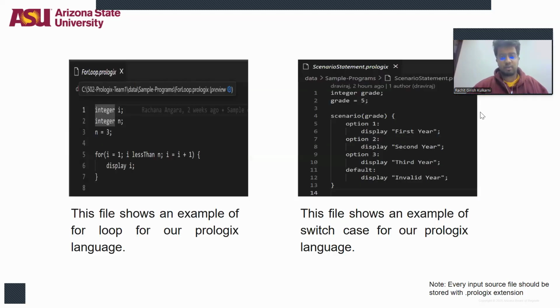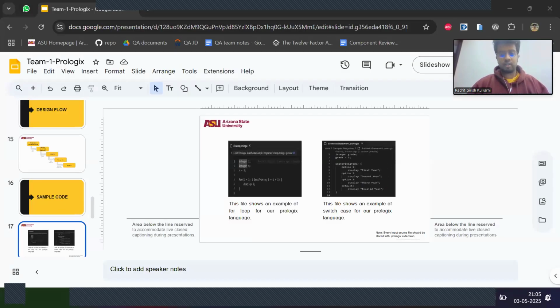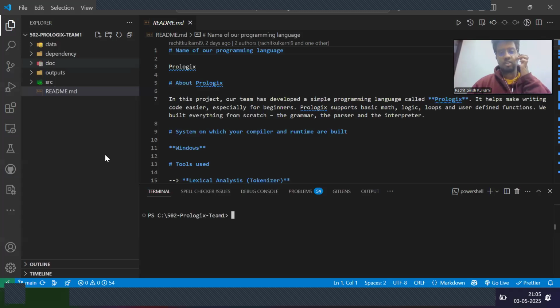So these are some of the sample codes that I've displayed on the slide. I'll be switching over to our VS Code to show you the complete process. The only thing we should note is every input source file that we have should be stored with the .prologix extension. So coming to VS Code, this is our folder structure for our project.